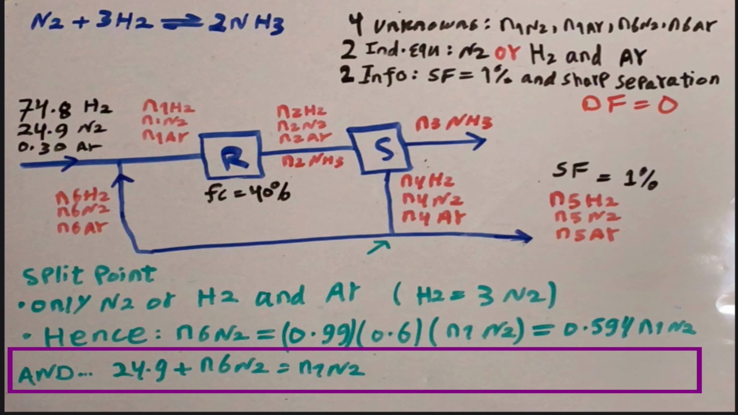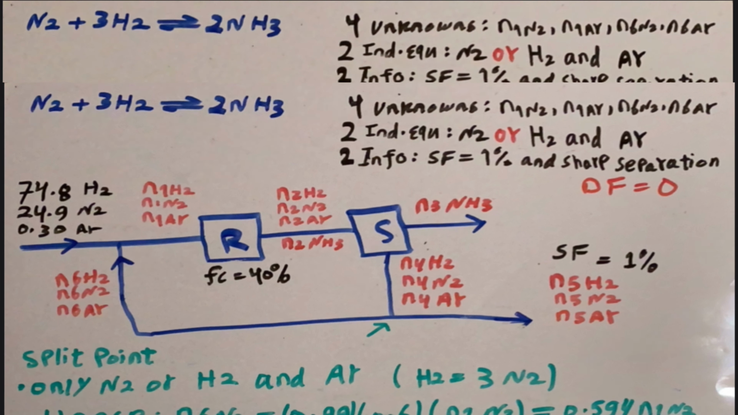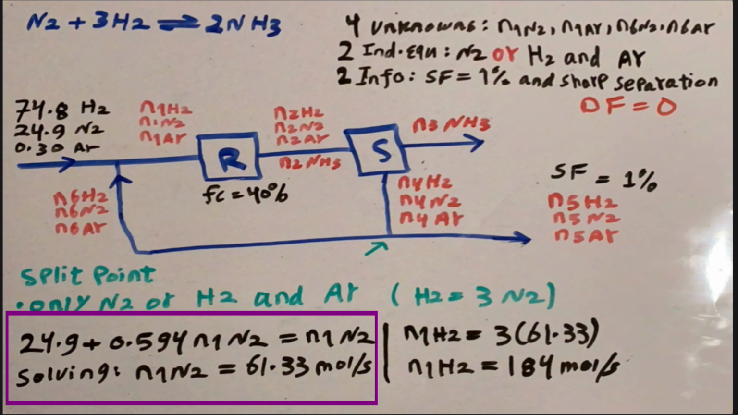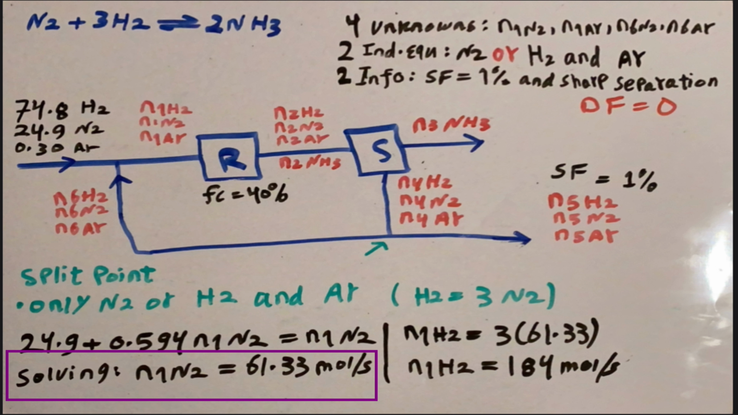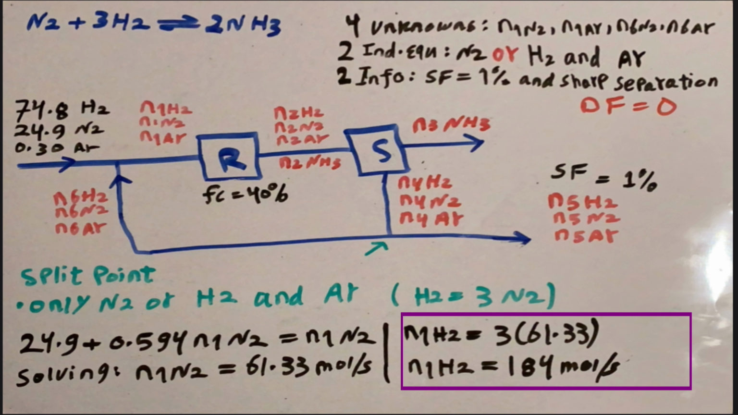And now if you do the mixing point balance, instead of the N6 that is there in the mixing balance, you will replace it with the expression from N1, and the same goes with argon, but argon here is simple because it is non-reactive. Solve it now for nitrogen N1, and if you multiply this number by 3, immediately you will find the flow rate of the hydrogen going to the reactor.